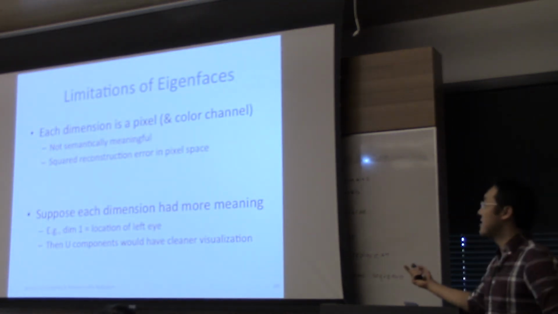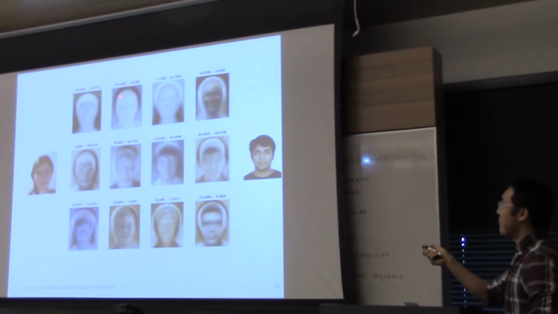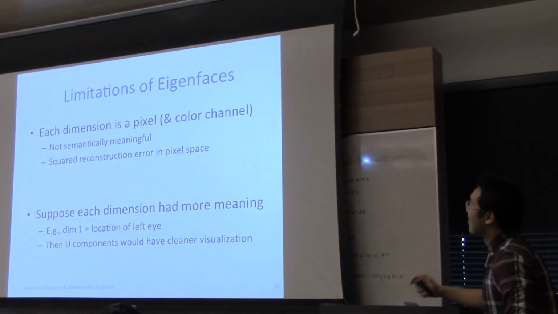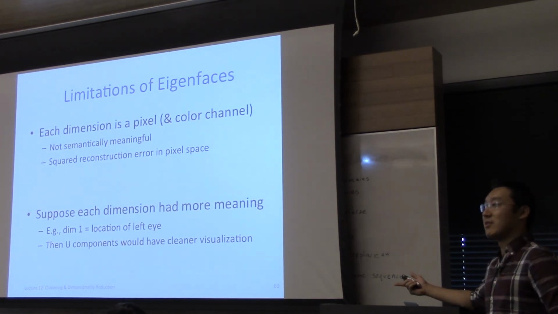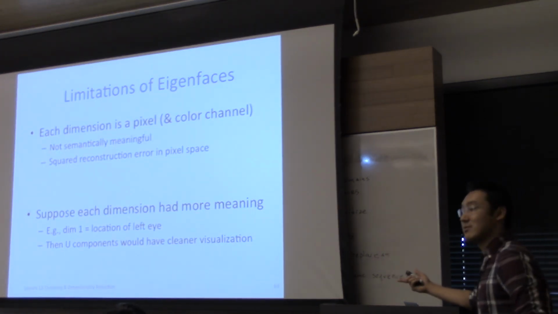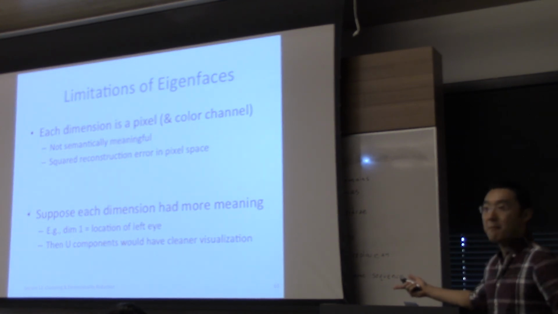And because we're operating in the pixel by pixel space, the squared reconstruction error in pixel space now cares about stuff like that, because that's what I defined the raw feature space to be. Now that's what I care about.